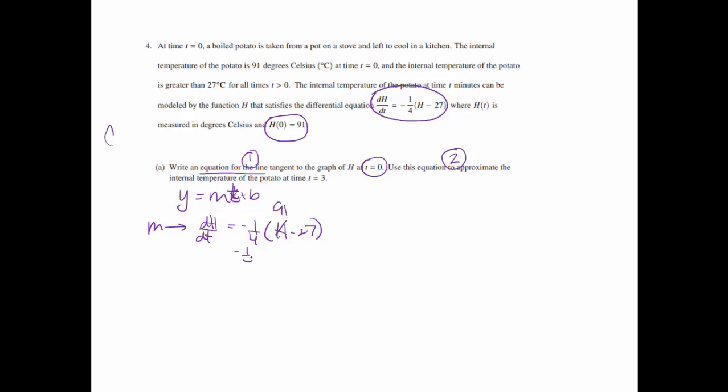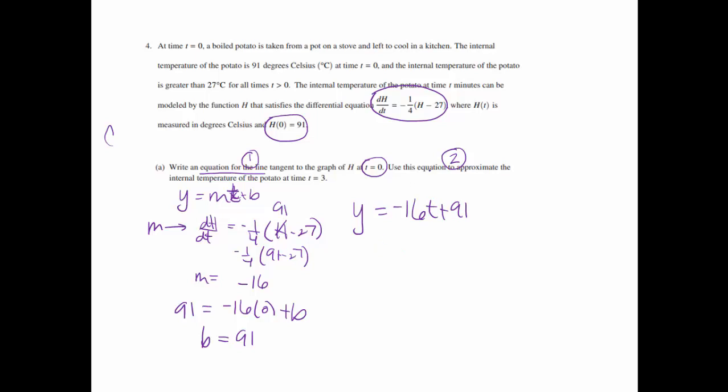So I'm going to have negative 1/4 times (91 minus 27). 91 minus 27 is 64, and when I multiply that by negative 1/4, I'm going to get negative 16. So my slope is going to be negative 16. Now I'm going to put y equals mt plus b. My y is my h, which is 91, so I'm going to have 91 equals negative 16 times 0, plus b. That leads me to getting that b is 91. So the equation of my tangent line is y equals negative 16t plus 91.